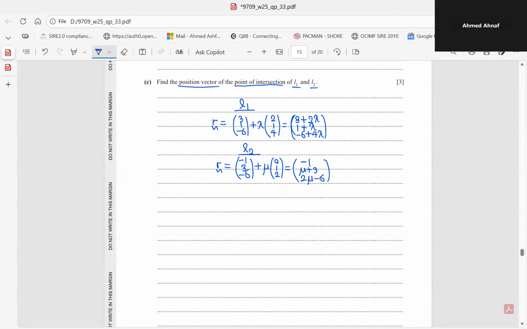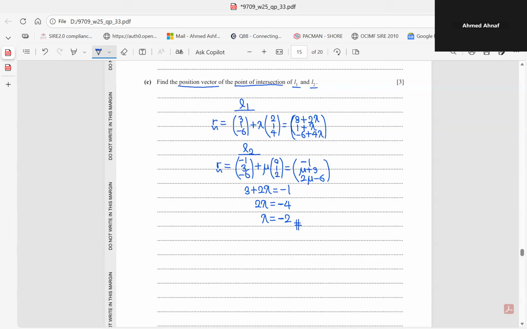To do that, you have to equate the x component of one with the x component of the other. So let's equate 3 plus 2 lambda with negative 1. So 3 plus 2 lambda equals negative 1. Then we get 2 lambda equals negative 1 minus 3, which is negative 4. And then lambda would be negative 4 divided by 2, which is negative 2. So this is the value of lambda.